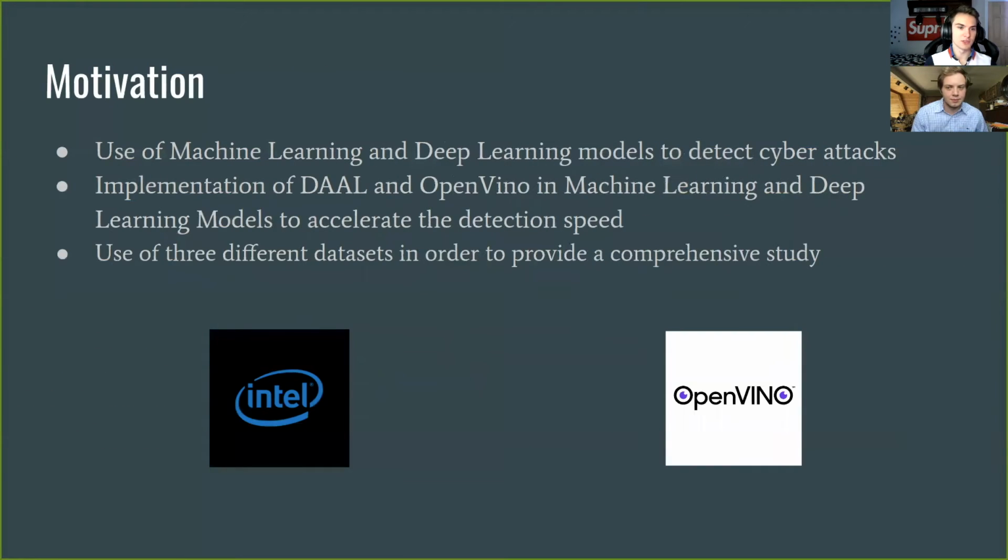We'll move on to the motivation behind our project. So the use of machine learning and deep learning models to detect cyber attacks on the network. And we're also going to be covering the implementation of DAAL and OpenVINO in machine learning and deep learning. This is used for accelerating the baseline models that we have, and also the use of 3 different data sets in order to provide a comprehensive study and to be able to compare statistics with other researchers.